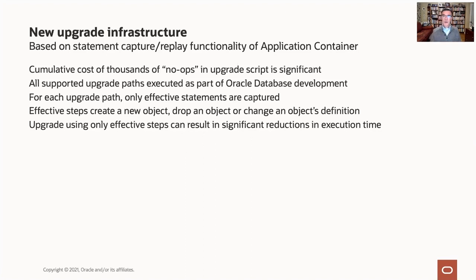Now, this new upgrade infrastructure for the database itself utilizes the same mechanism for database upgrades. As part of database development, we run each supported upgrade path using the traditional upgrade scripts and capture in this repository all the effective steps in that upgrade path. The various no-ops are not captured, and the result is a separate upgrade procedure captured in the repository for each supported upgrade path, all generated from the same familiar, resilient upgrade script that already works so efficiently.